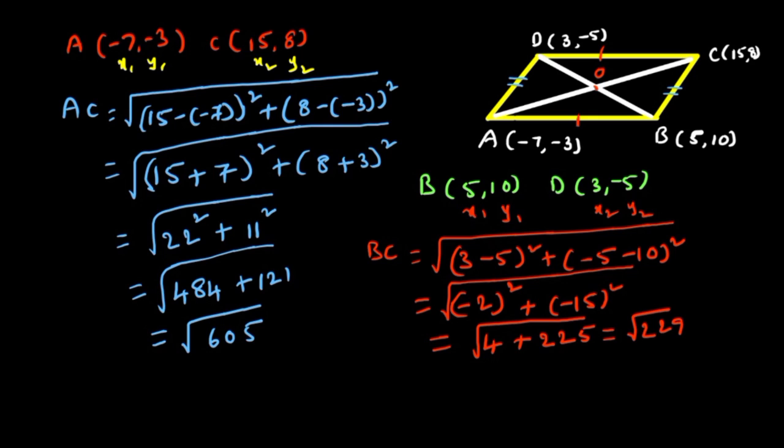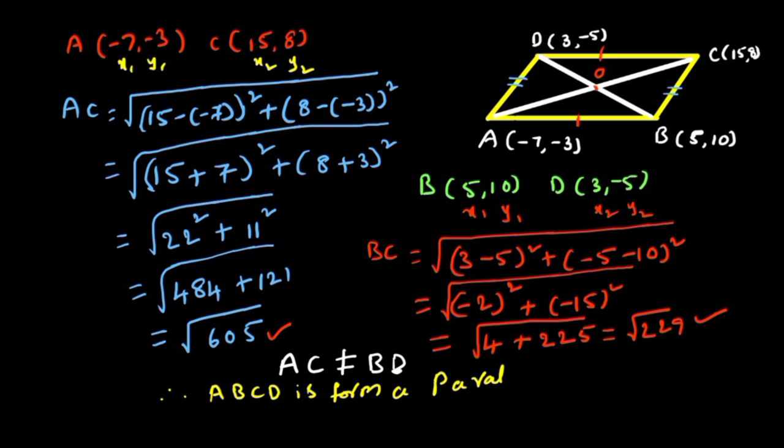So once we check here, what is the length of BD? x2 minus x1, that is 3 minus 5, which is equal to minus 2. Minus 2 square is 4. And y2 minus y1, minus 5 minus 10, that is minus 15 square, which is 225. By adding both, we got root 229. Now you can observe either this one or this one. So here clearly we conclude that the diagonals are not equal. AC is not equal to BD. So finally what we conclude from this: opposite sides are equal but the diagonals are not equal. Therefore we conclude ABCD forms a parallelogram.